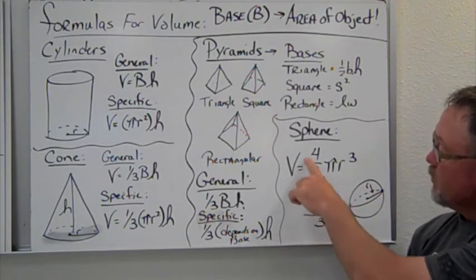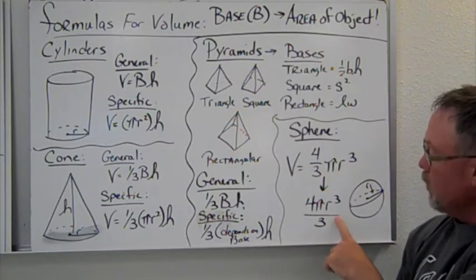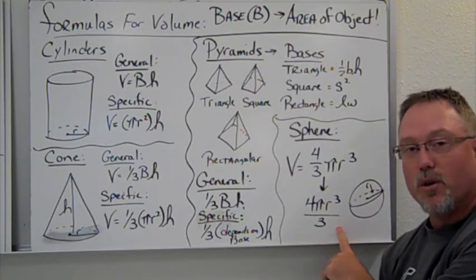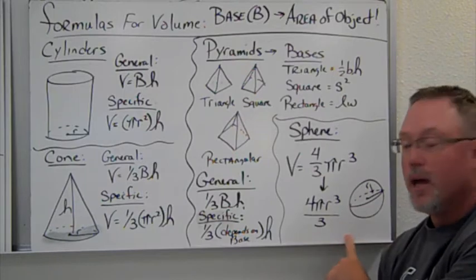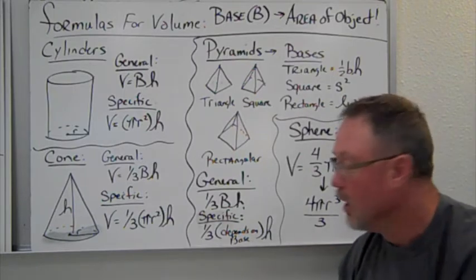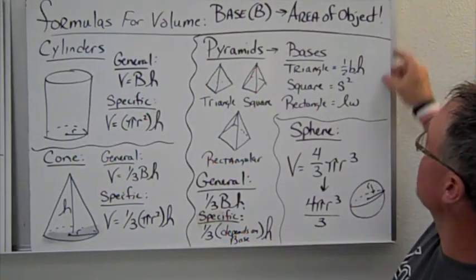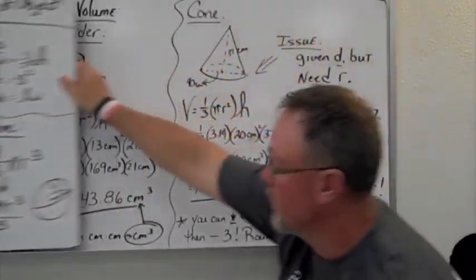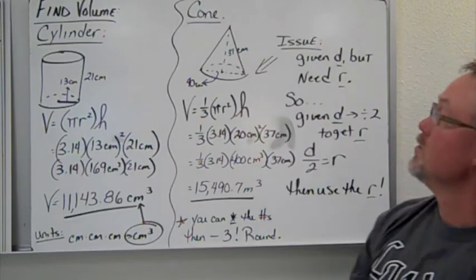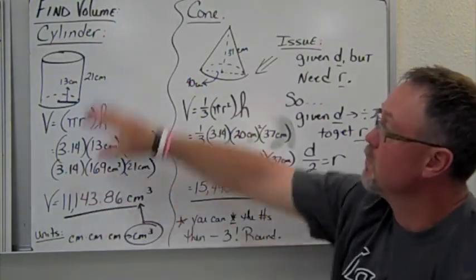So the formula is 4/3 pi r cubed. But we want to think of it this way: 4 times pi times r cubed, and then divide that all by 3. Again, you can use your calculator. Yes, you'll come up with decimals, and yes, I'll tell you where to round to get your answer for it.